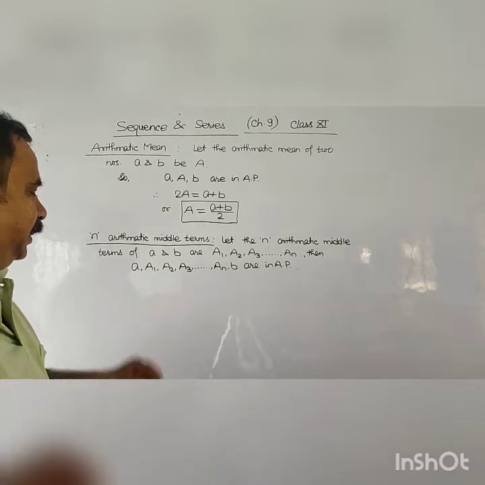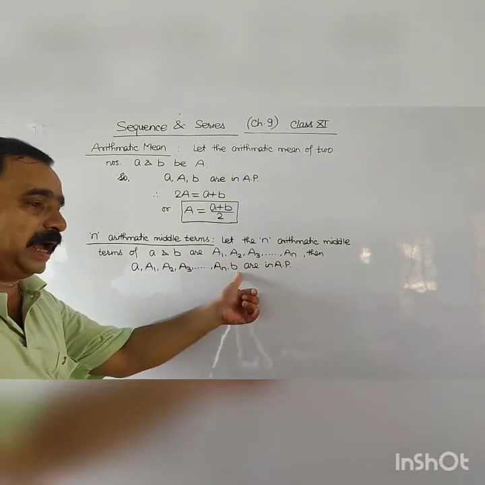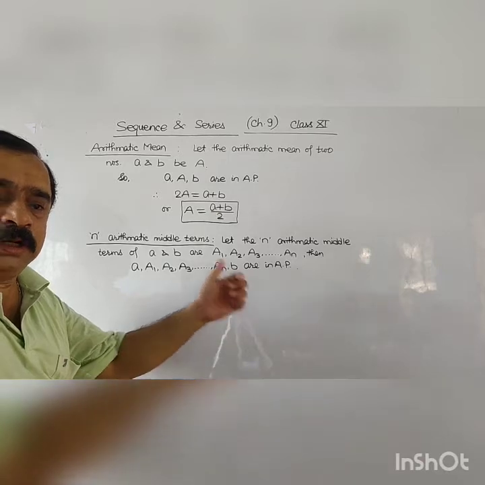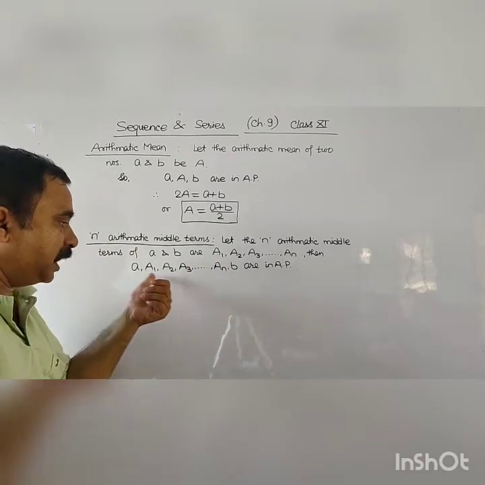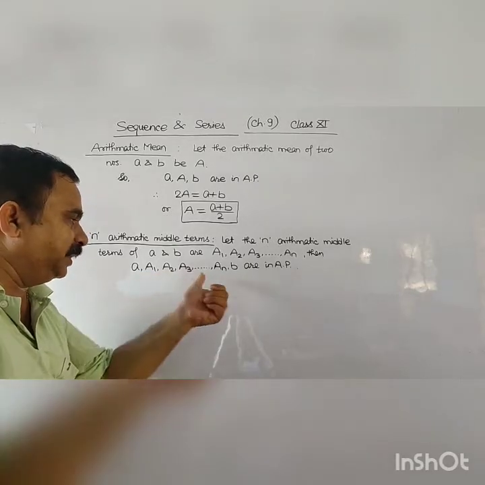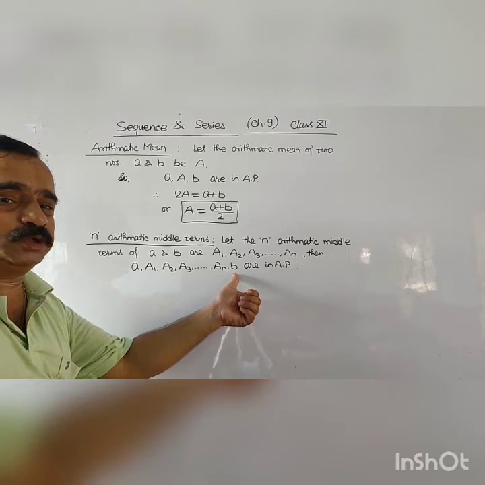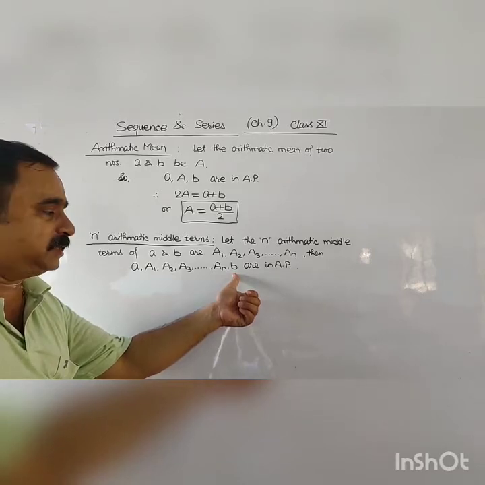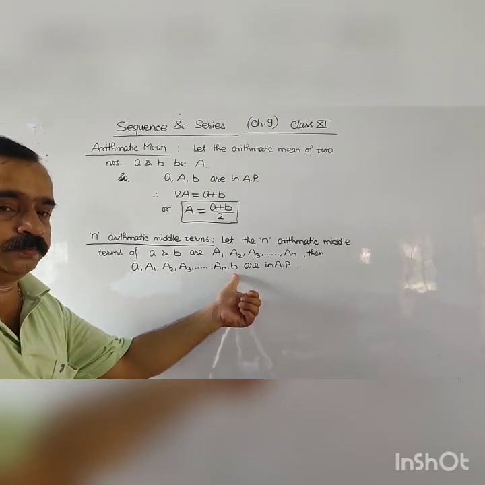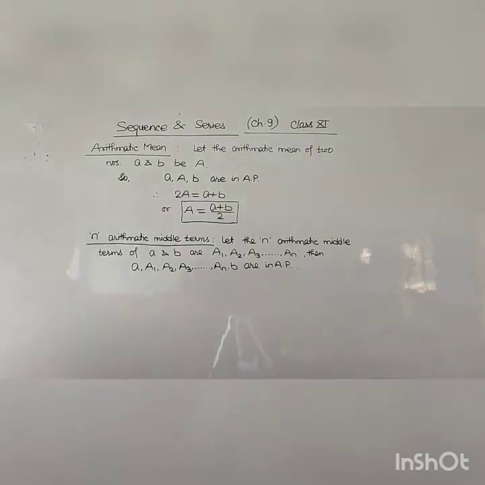See here, A is the first term, B is the last term. Total number of terms: n in the middle, and 2 at the extremes, so n plus 2 terms. Total terms are n plus 2. So using the formula, we will find the common difference.